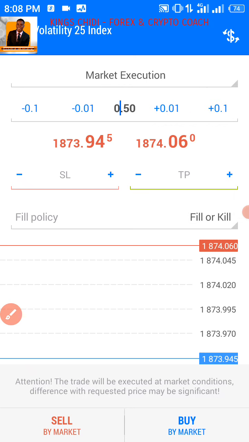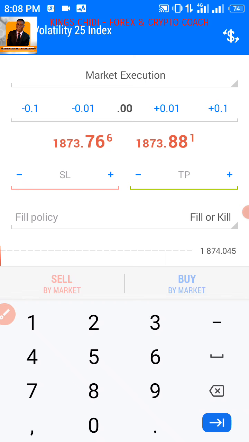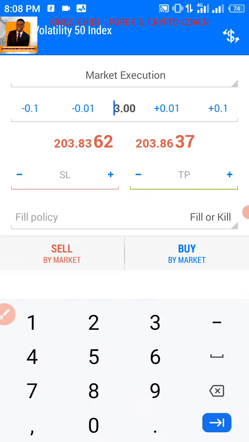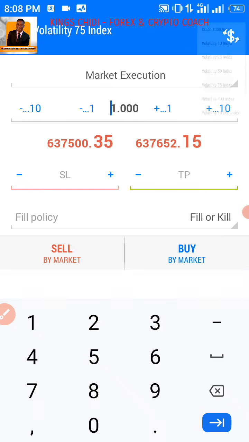Volatility 25. You can see this is just 0.50. So the same thing, 0.50, that's the lowest lot size. Let me change to another index, volatility 50. You can see this is the lowest lot size. 3 point. So the next one, volatility 75.